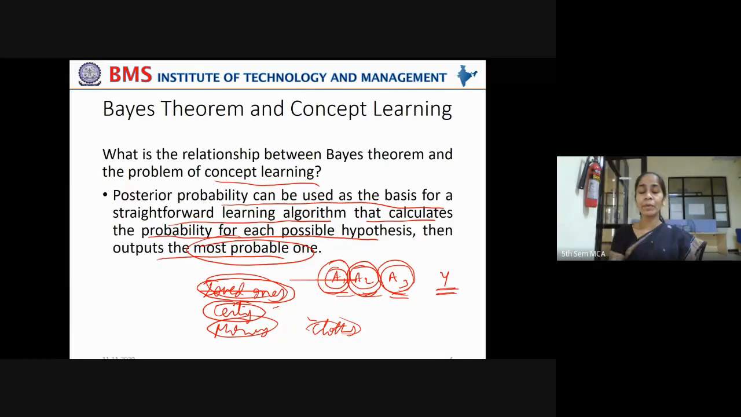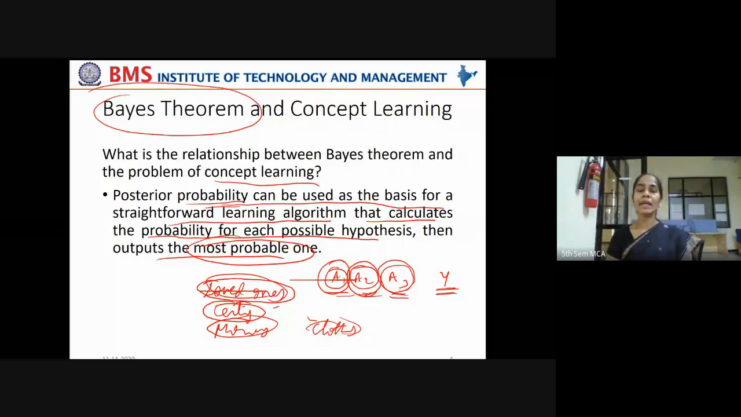For calculating that probability, for knowing the likelihood of that hypothesis to be consistent with the training examples, we attach this probability concept to concept learning. And that is made easy by using Bayes theorem. Bayes theorem will help us to calculate the posterior probability of a hypothesis for the given training examples so that we can select the most probable hypothesis or the best possible solution.